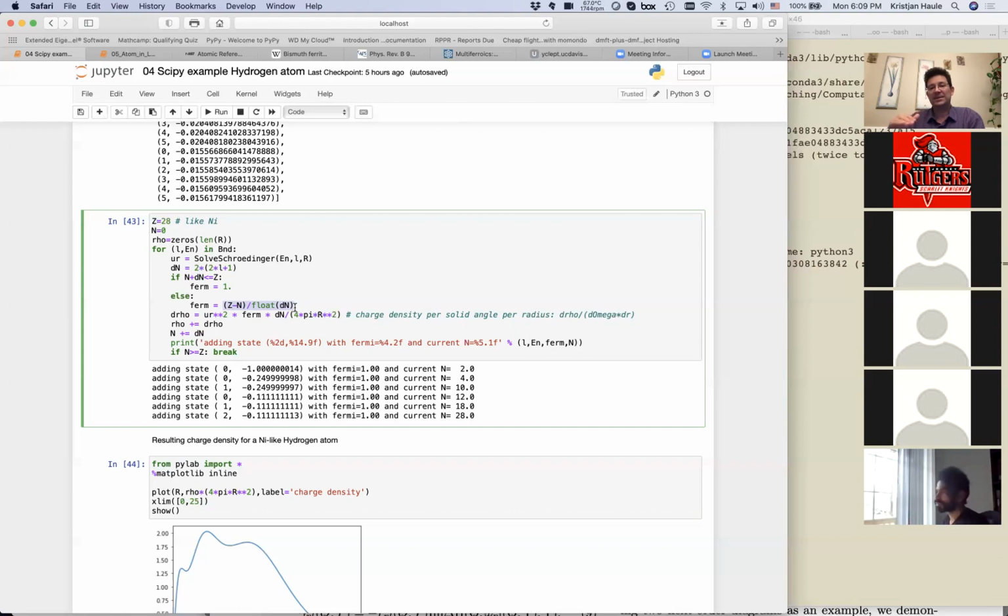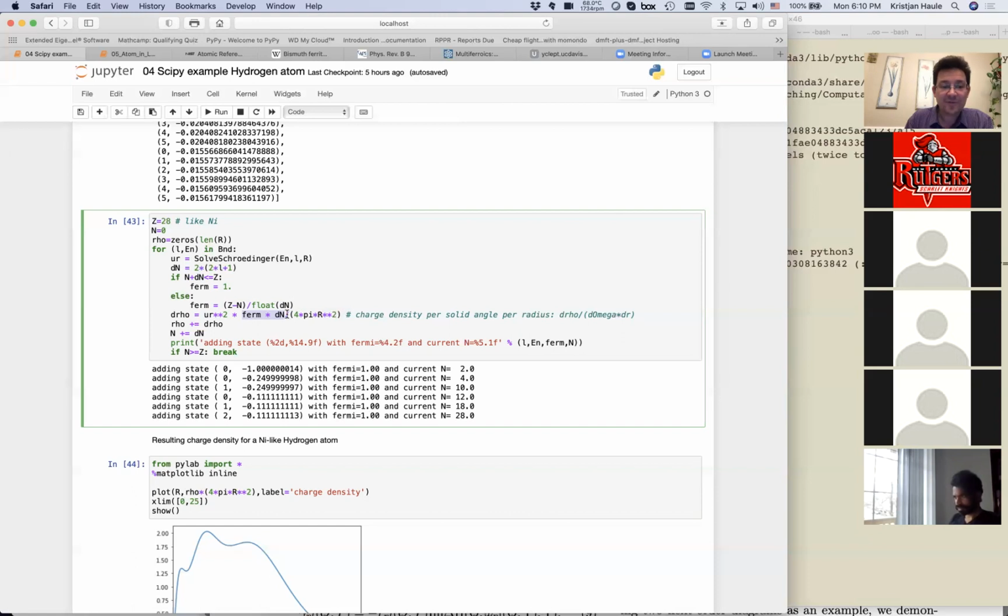So z minus n is the charge that I need to add to this last orbital that I'm occupying, isn't it? So z minus n is the charge that I need to put in the last orbital. And then dn is the maximum charge that I can put in the last orbital. And the ratio of the two is exactly like a Fermi function. It's the partial occupation of this last orbital. So then Fermi times dn is the real occupation of any orbital, even the last one.